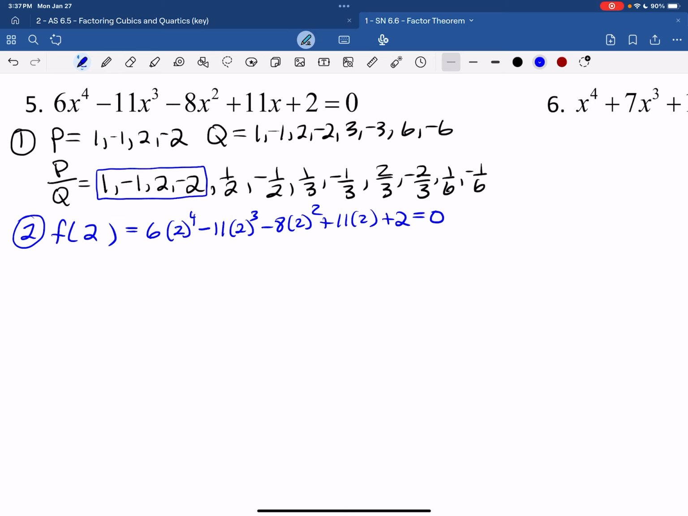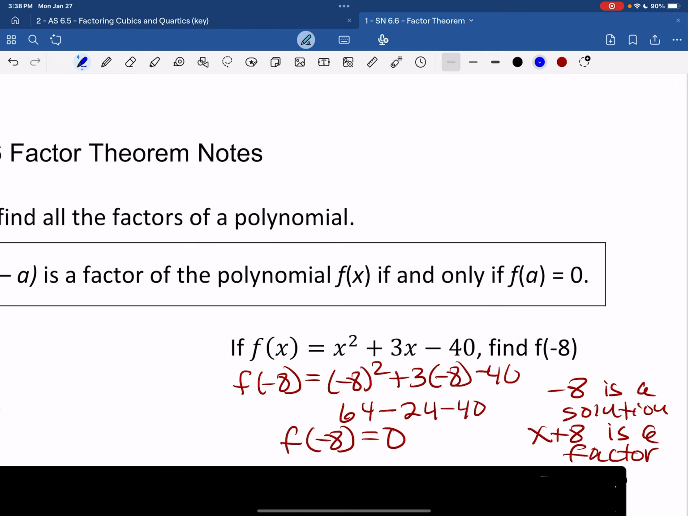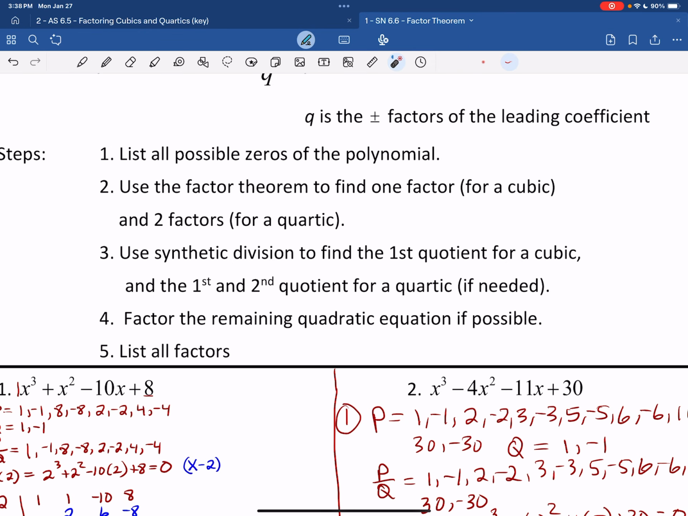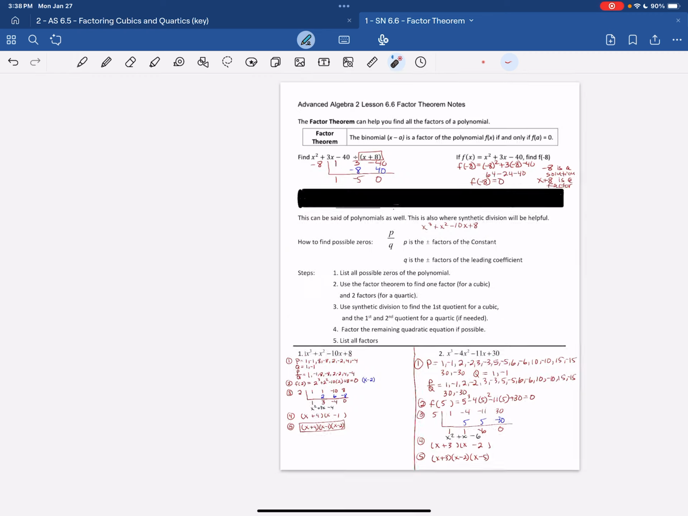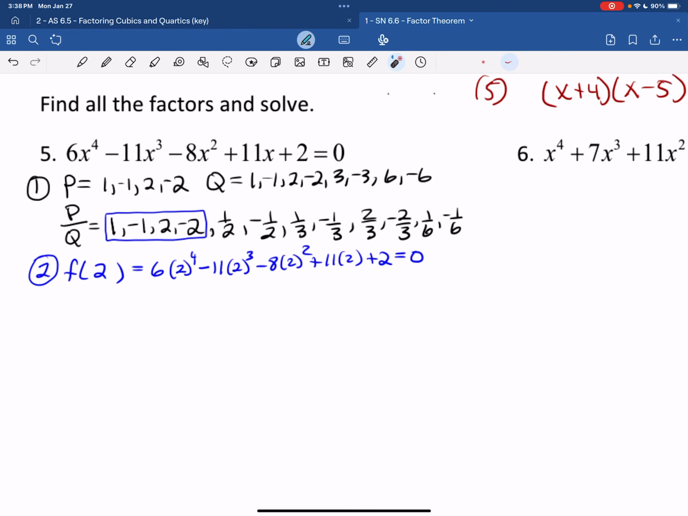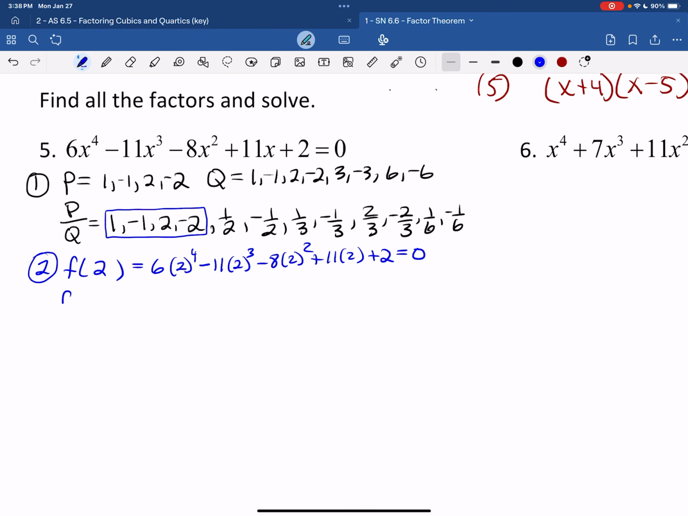Okay, but if you look back at our notes, it says for a quartic, I need to find 2 factors. So I found one, a solution of 2. While we're here, we need to find another one. So let's try 1: 6 times 1 to the 4th minus 11 times 1 to the 3rd minus 8 times 1 squared plus 11 times 1 plus 2, and turns out that that's 0 too. All right, so now we're off to step 3.